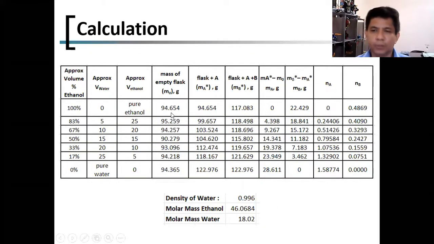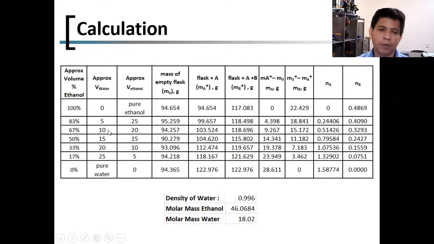Okay, so with this table, as you can see, these are the approximate volumes of water. If you still remember, we need to prepare the solution. This is how we're going to prepare the solution in the Erlenmeyer flask. We're going to add approximately 5 ml of water using a graduated cylinder to an Erlenmeyer flask, and then add 25 ml of pure ethanol. If you still remember, you weigh the flask, then add 5 ml of water, weigh it again, and then after weighing, add 25 ml of pure ethanol and weigh it again.